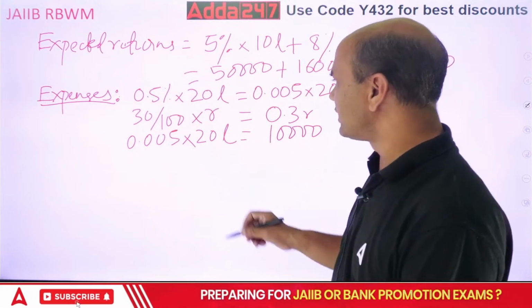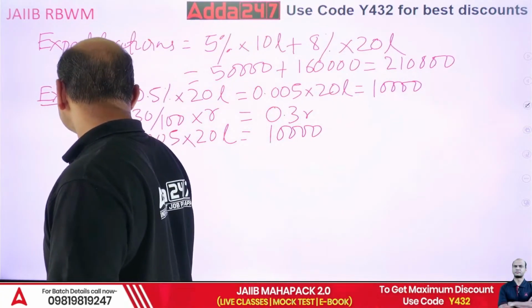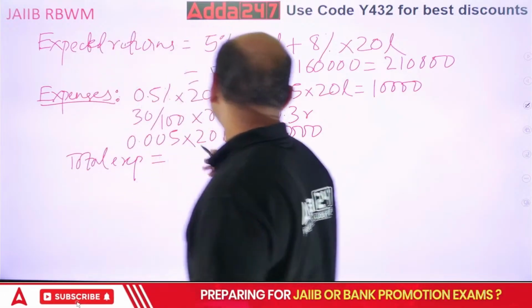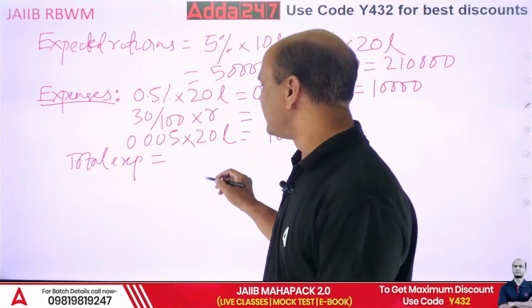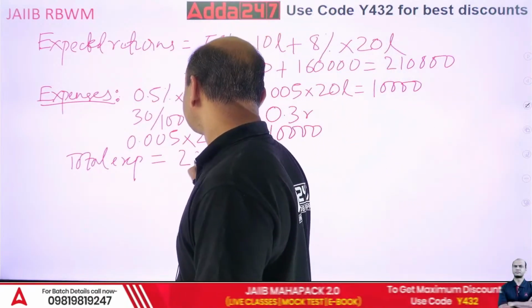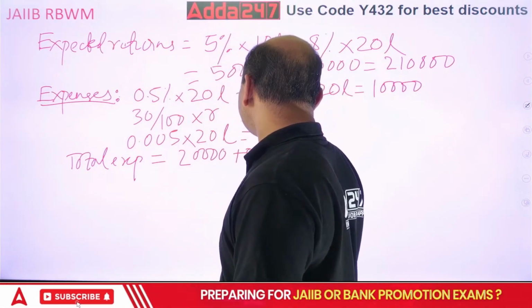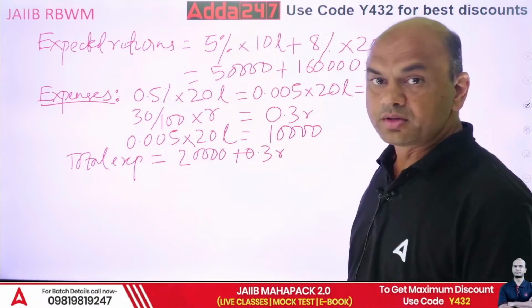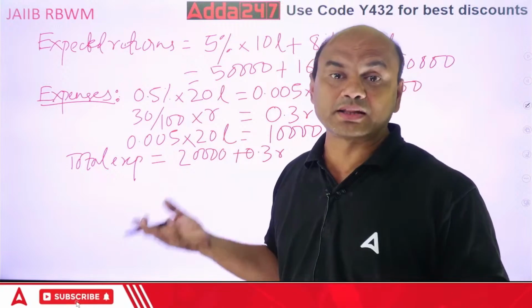So my total becomes, see this total expense. Shall I write it over here? Yeah. Total expense equals 10 plus 10 is 20,000 plus 0.3R. So 20,000 plus 0.3R. This is my total expense. Okay. So what is my income then? This is my expense. But what is my net income then?